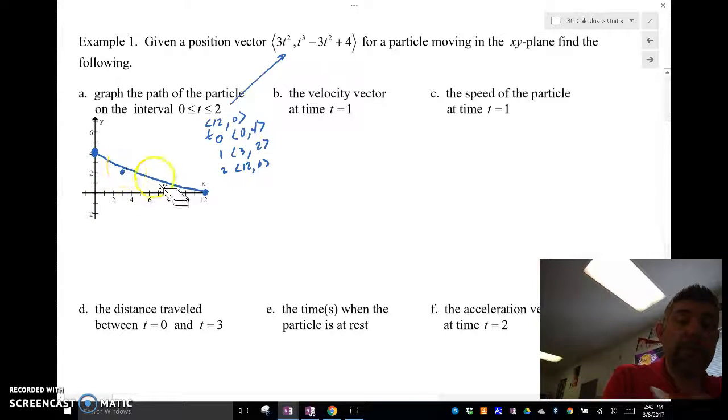It looks like it's going to be a curve. It's going to curve like this, and we're going to put arrows this way because that's the way it's going, right?